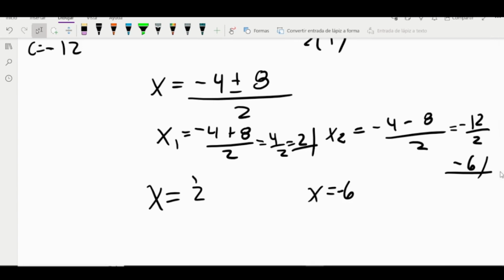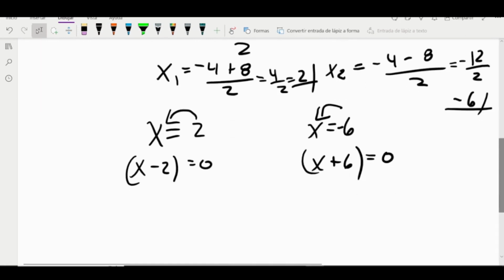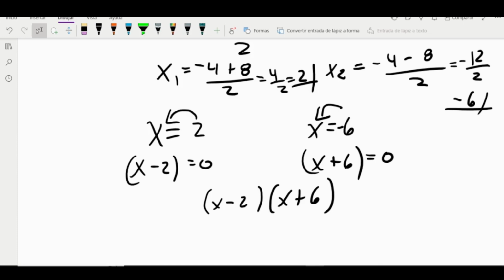The only thing that you need to do is move both values to the opposite side. So we can say x minus 2 equals 0 and x plus 6 equals 0. The way that we can express this as a factorization is x minus 2 times x plus 6. And that's it, okay? That's the way that you can apply it if we factorize the quadratic equation. Let's solve another example, okay?